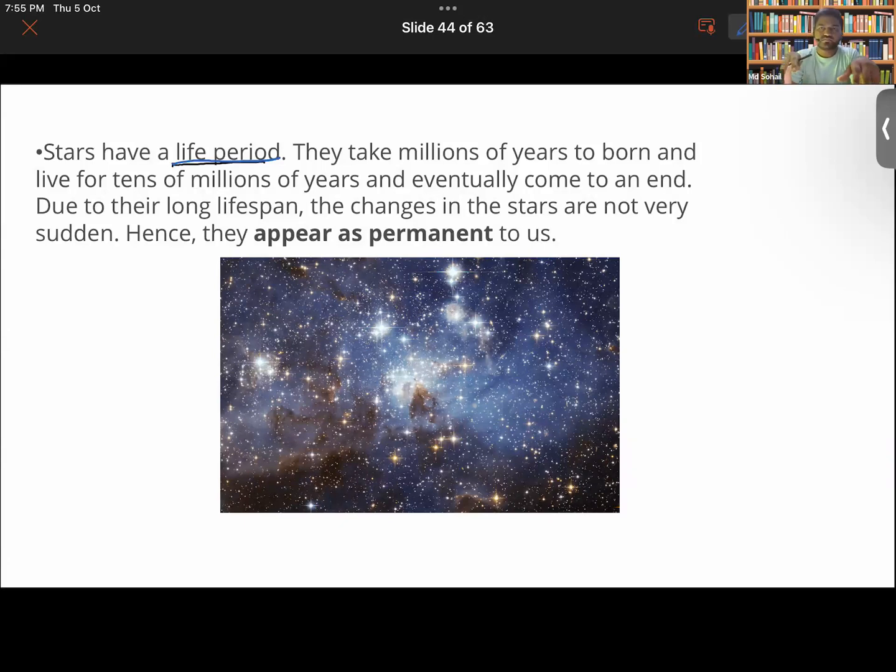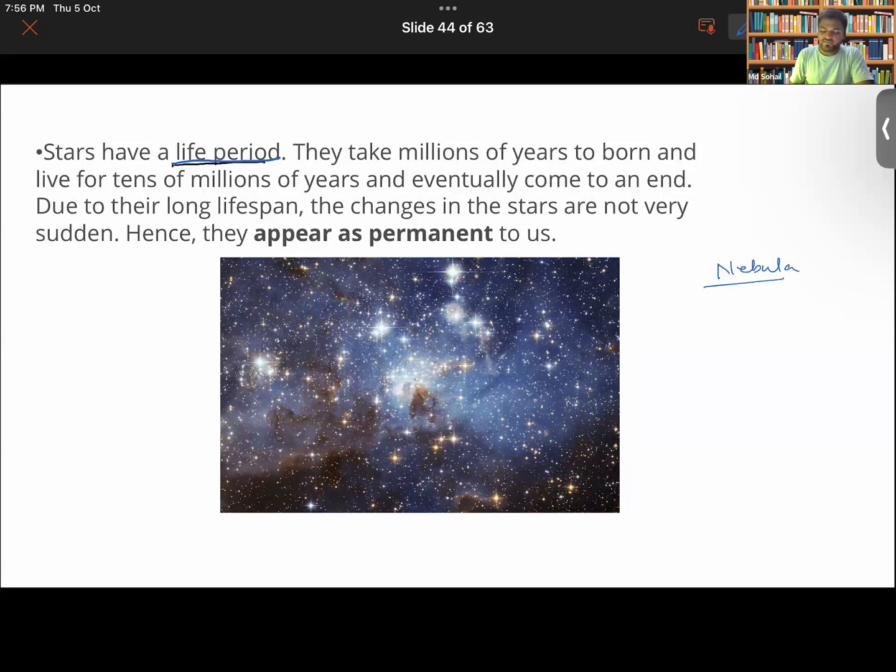If I were to touch upon the stages of the life cycle of a star, there are mainly 7 stages. सात stages होते हैं. So where does it start from? It starts from the formation of stars. Birth of a star.